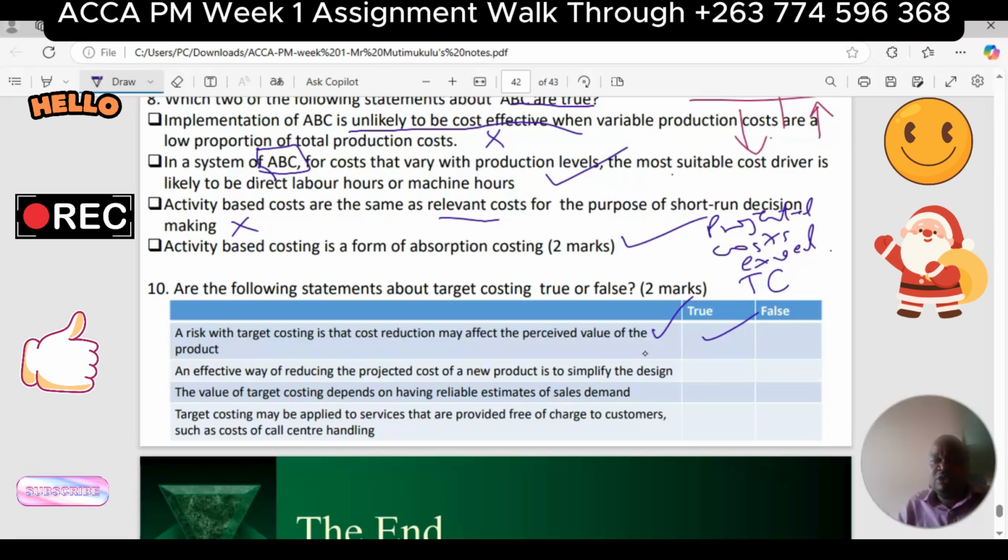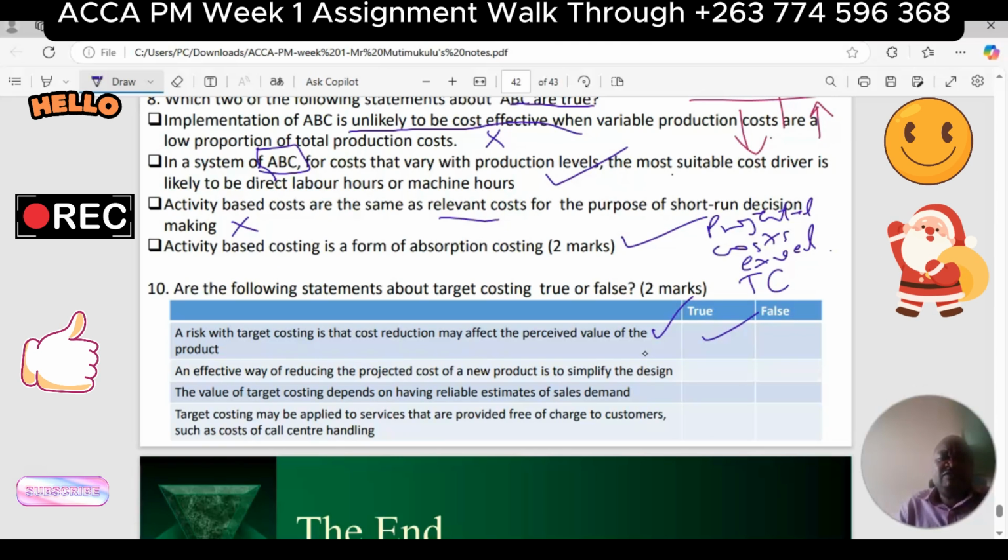So when we reduce the cost, the perceived value obviously is going to be affected, right? For example, if we remove some features as a way of reducing the cost, then the perceived value of the product is also going to diminish. It's also going to go down.